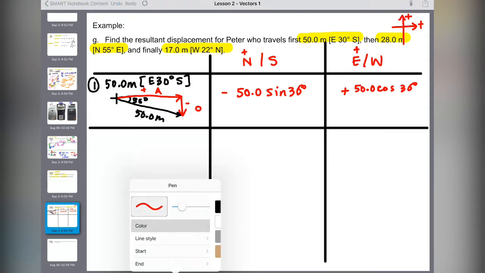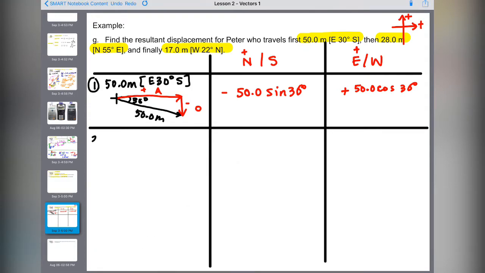Second vector. The second vector is 28 meters north, 55 degrees east. North, east, so going north and east.